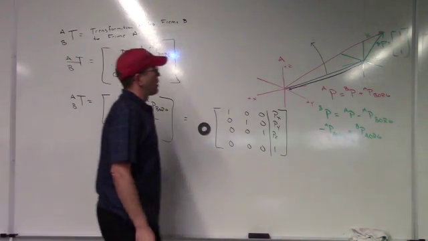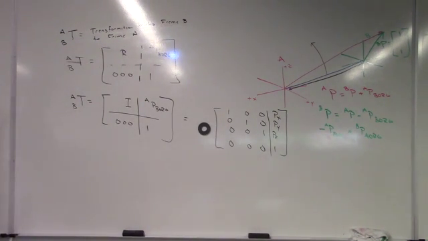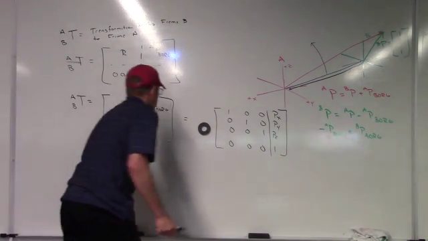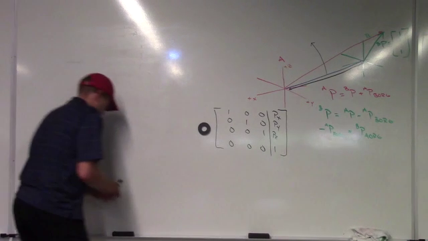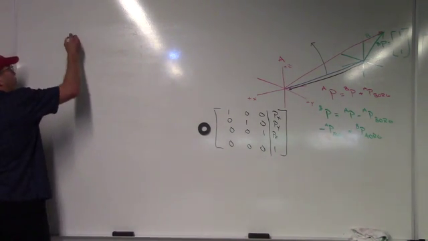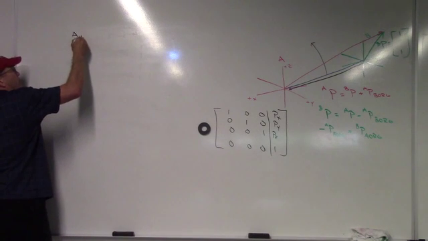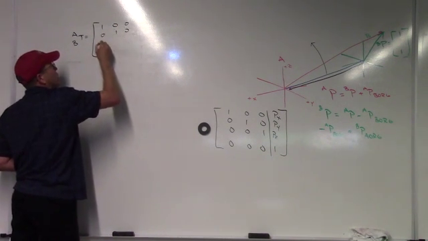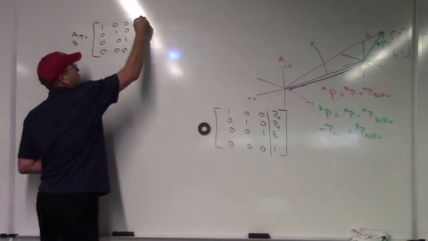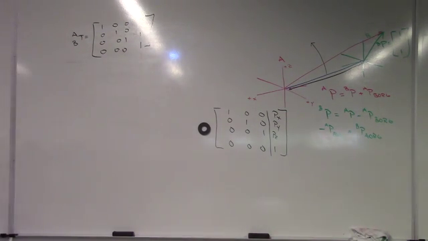What displacement vector do you guys want between frame A and frame B? 571. 571, okay. So that means that if we want to define a translation transformation from frame A to frame B, we would have 1, 0, 0, 0, 1, 0, 0, 0, 1, and then 5, 7, 1 as our position vector, and that is our translation transformation given the position vector we specified.